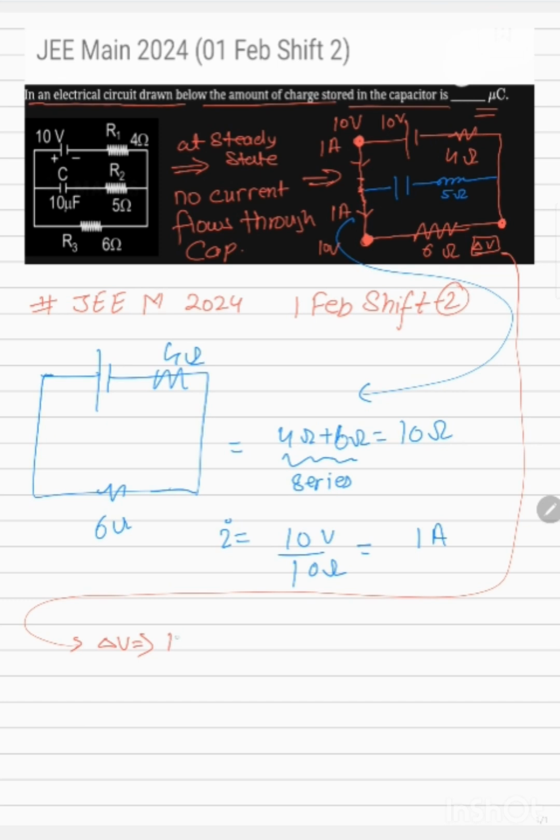Delta V is basically the current flowing through the resistor multiplied by the resistance. So I is 1 ampere and the resistor is 6 ohm. So delta V will be 6 into 1, so yes, delta V is 6 volts, and 10 minus 6 is 4 volts.